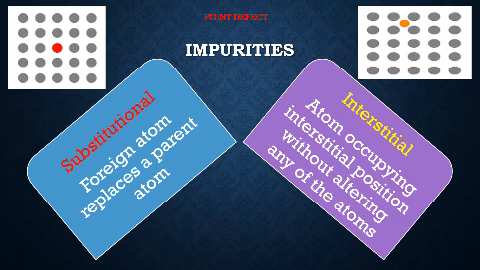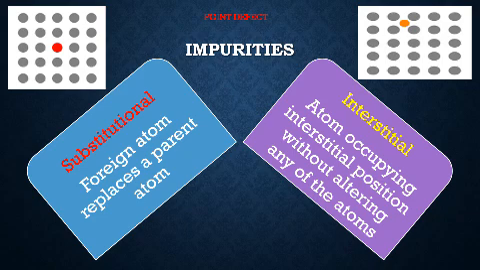It is one in which a foreign atom replaces a parent atom in the lattice, which is shown in the left top figure. Next one is the interstitial impurity. It is one in which an atom occupies the empty space in the crystal without disturbing the parent atom, which is shown in the figure on the right top. So the figure clearly gives the substitutional impurity defect and interstitial impurity defect.